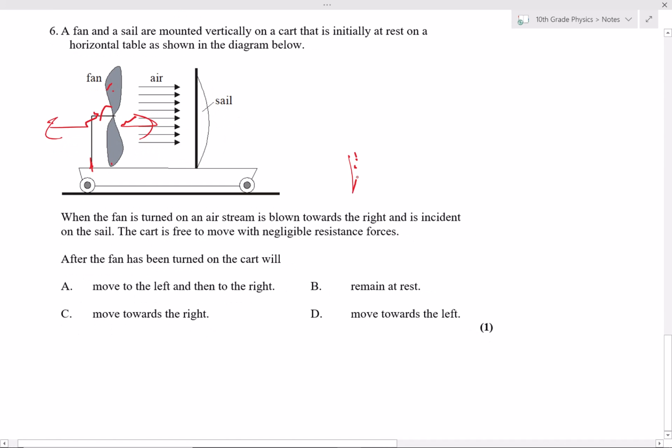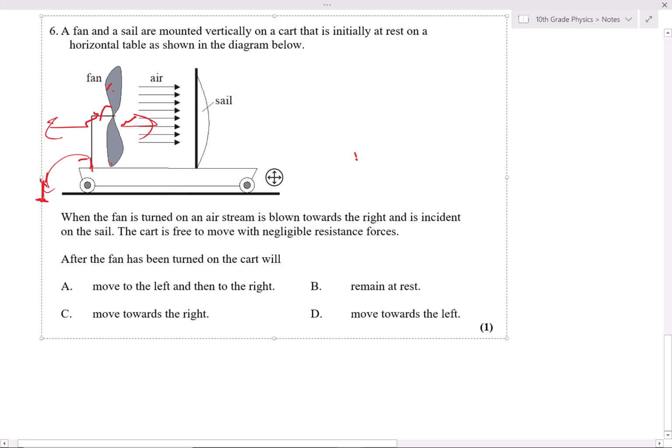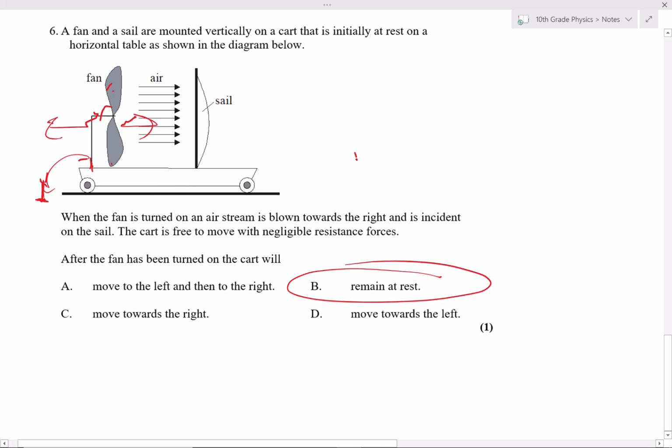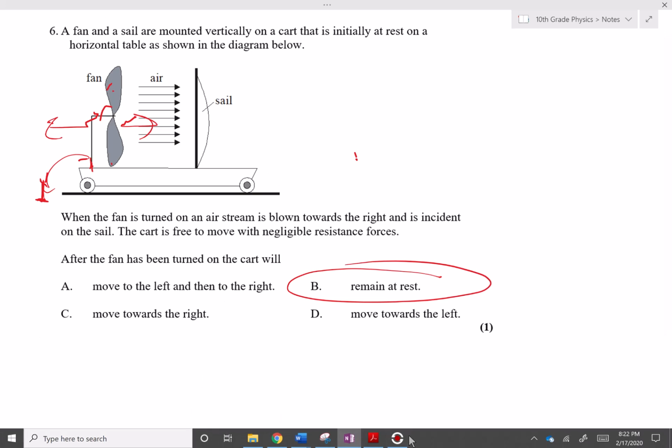This would be very different if this fan were on the ground, right? If you put the fan on the ground, then yes, that cart will move because the air pushing on the fan will keep the fan at rest because it's secured in the ground. But then this force of the air will push the cart and it will move forward, right? So the correct answer here is B. It remains at rest because the fan is on the cart.